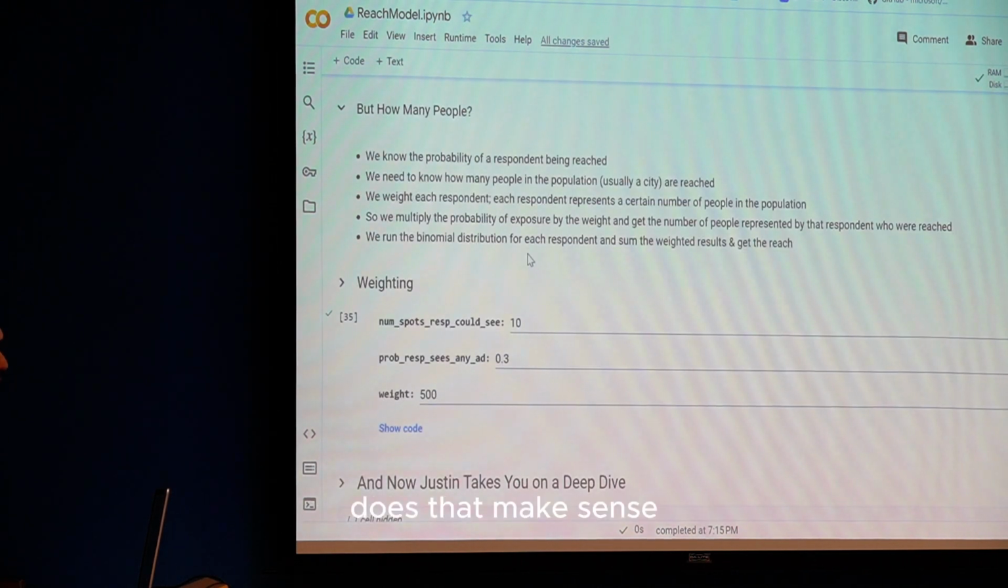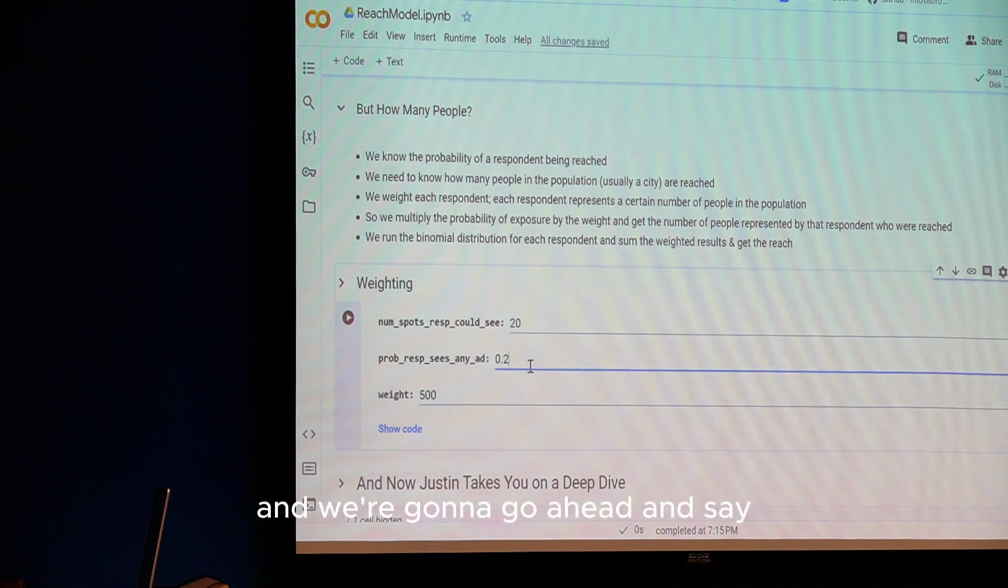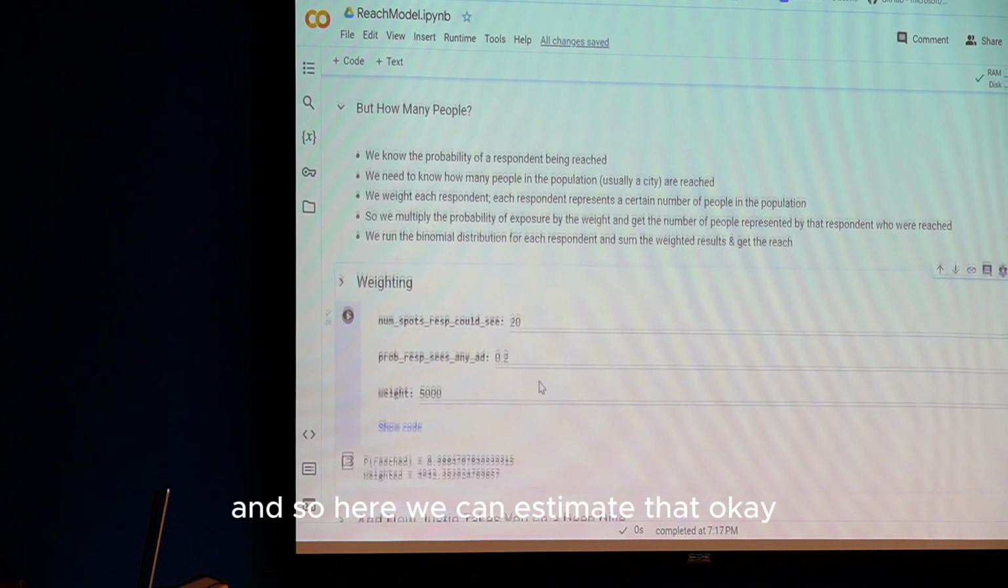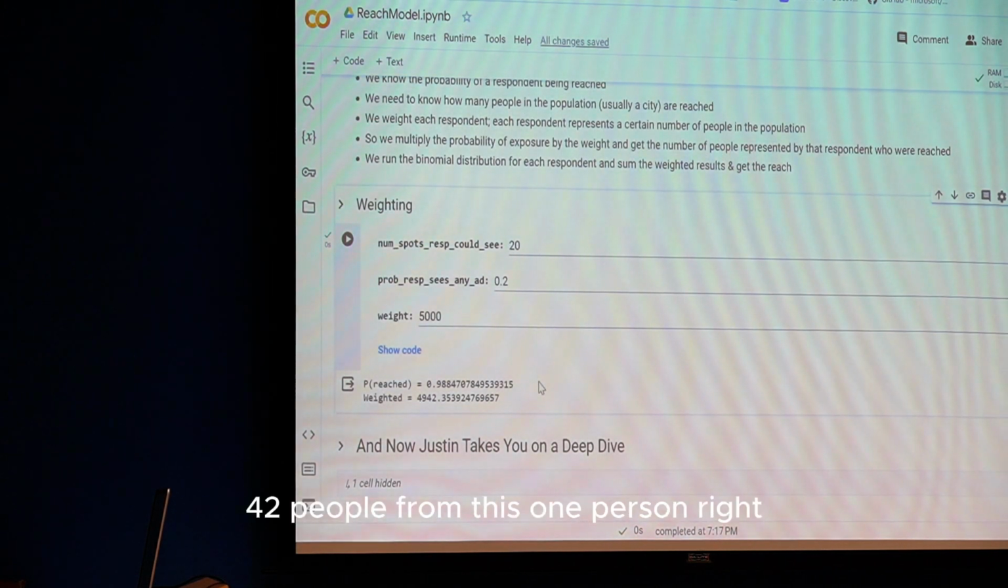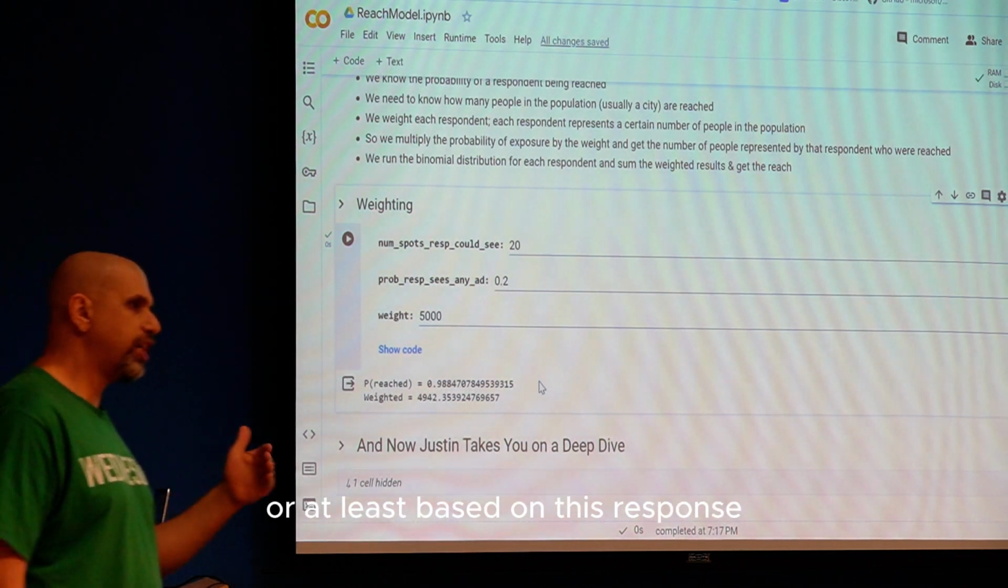Does that make sense? And so in this case, all I have here is our 20 ads, and again, 0.2 probability, and we're going to say this person represents 5,000 people. And so here we can estimate that you would have reached 42 people from this one person, or at least based on this respondent.